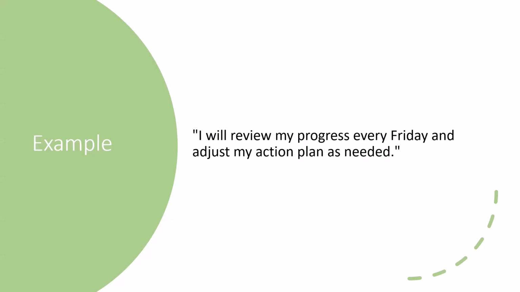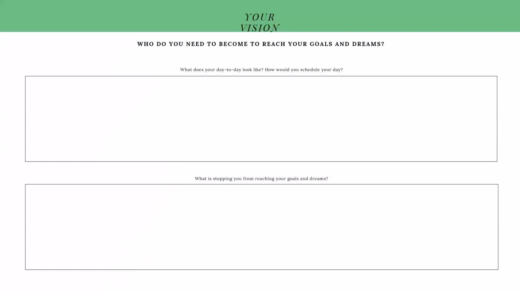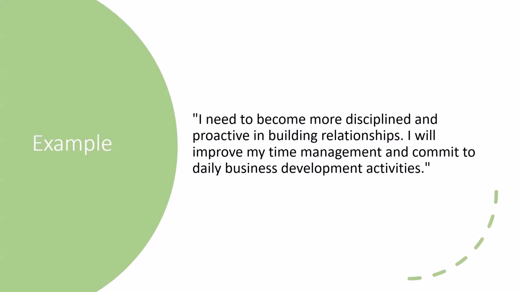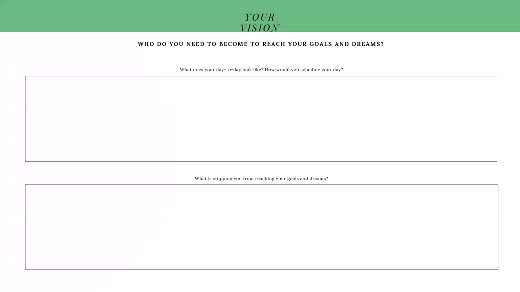Can't do it. Yeah. And part of the review is part of the systems as well, having that system in place, right? And so going through that, having an idea as far as your vision, what your day to day looks like, what your schedule looks like, what your system looks like is important. And creating that accountability as far as I need to become more disciplined and proactive in building relationships. I'll improve my time management, commit to daily business development activities. So going through this exercise, and really having an idea, what does your day to day look like?